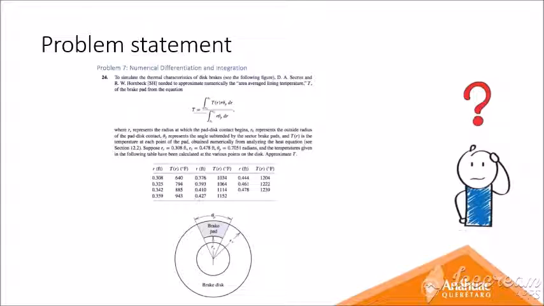Obtained numerically from analyzing the heat equation. Suppose RE equals 0.308 feet, R0 equals 0.478 feet, angle P equals 0.705 radians, and the temperatures given in the following table have been calculated at the various points on the disc. Approximate T.